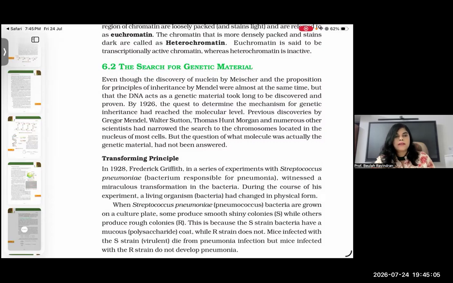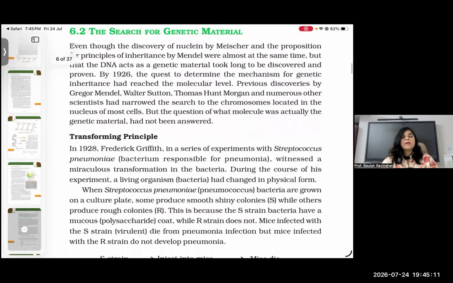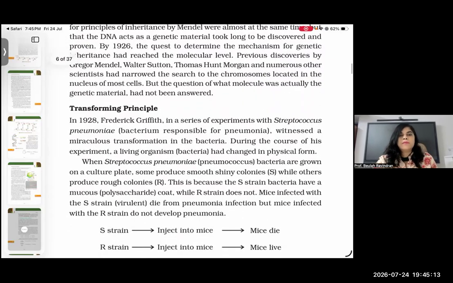Right now, what molecule, or what material, was actually the genetic material had not been discovered. The question is like that.